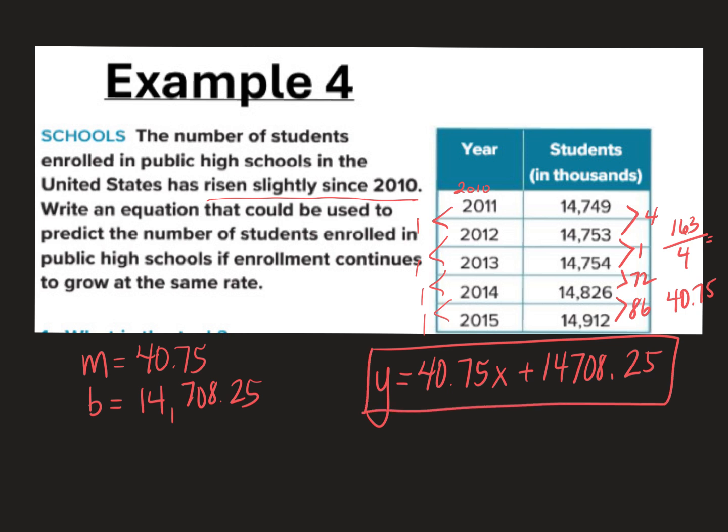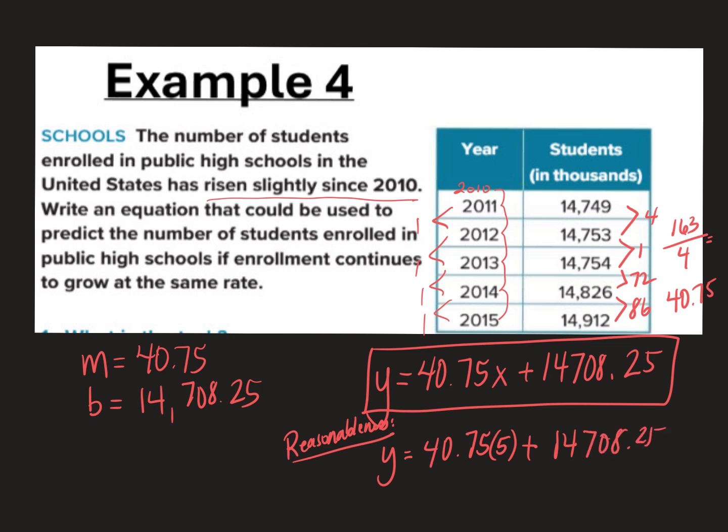Now let's see if that's going to be reasonable. If I count from 2010 to 2015, that's 1, 2, 3, 4, 5 years. So I'm going to substitute. So I'm checking for reasonableness here. And you should do the same. Make sure you write this down. So if I'm checking for reasonableness, I'm going to substitute 5 in for x. And hopefully I'll get close to 14,912.